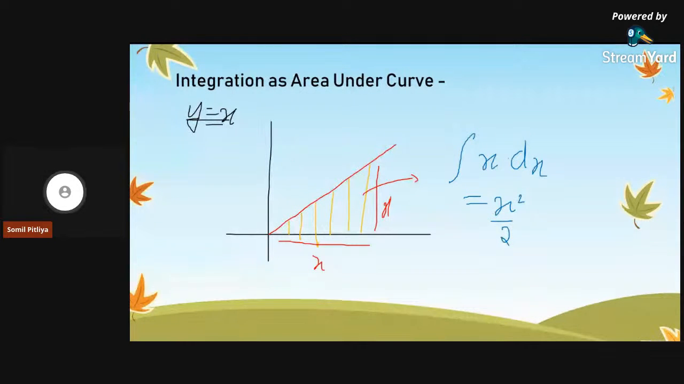That is, the integral of sine x and the integral of cos x. You must know these, and the integral of sine 2 theta and sine 3 theta, that I will tell you. So this is the concept of integration as the area under a curve. Okay, now let us move to our next thing.